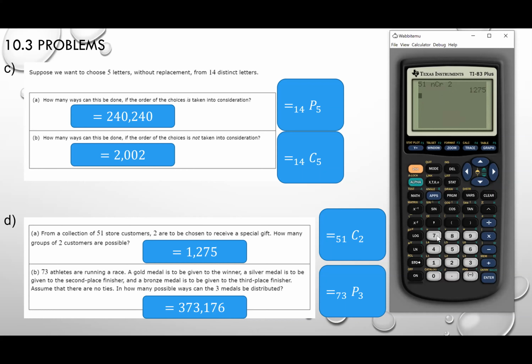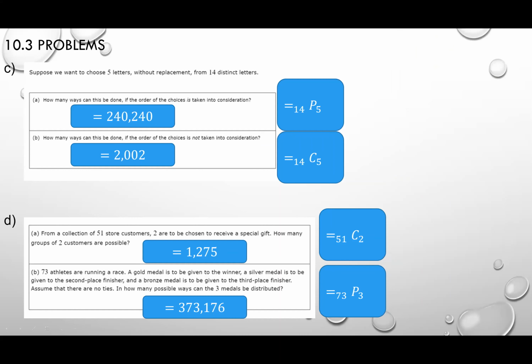If we have 73 choosing 3, where the order matters, which is the permutation, again 73 choosing 3 with the order mattering, we have 373,176. So in this case, this is what we have. Like I say, the hardest part is to determine which one to use. Once you determine which one to use, the calculation is not that difficult.